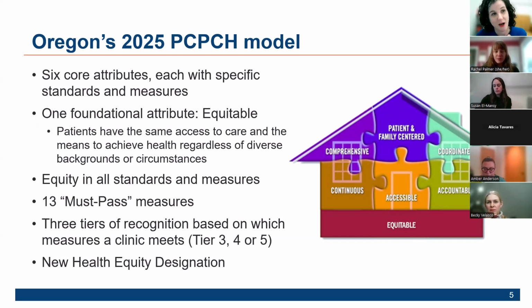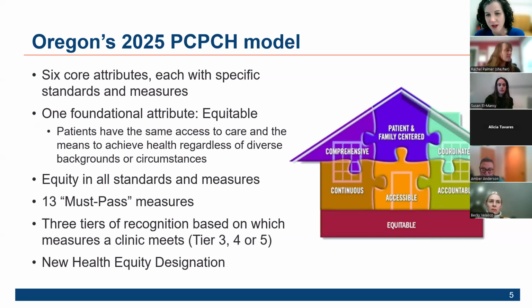However, in this upcoming model, equitable was added as a foundational attribute, which really means that equity is a foundation of the primary care home. So we put it kind of as the foundation, as you can see in the graphic. And so what this means is that patients have the same access to care and a means to achieve health, regardless of their diverse backgrounds or circumstances. So that's really what equity means when we think about it in the context of our model.